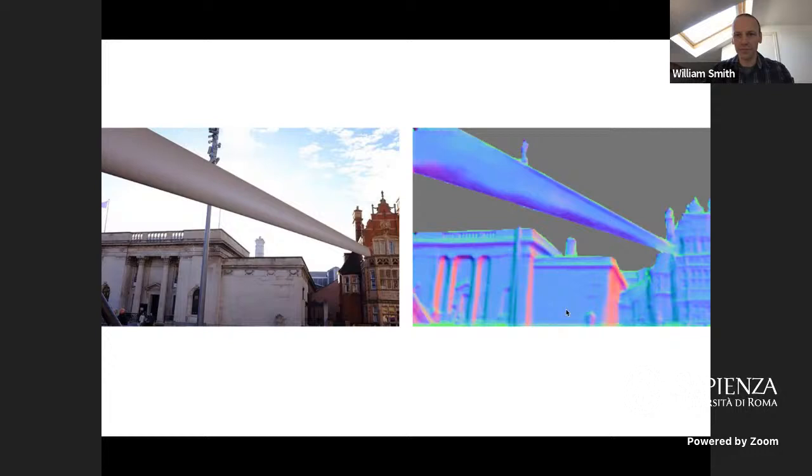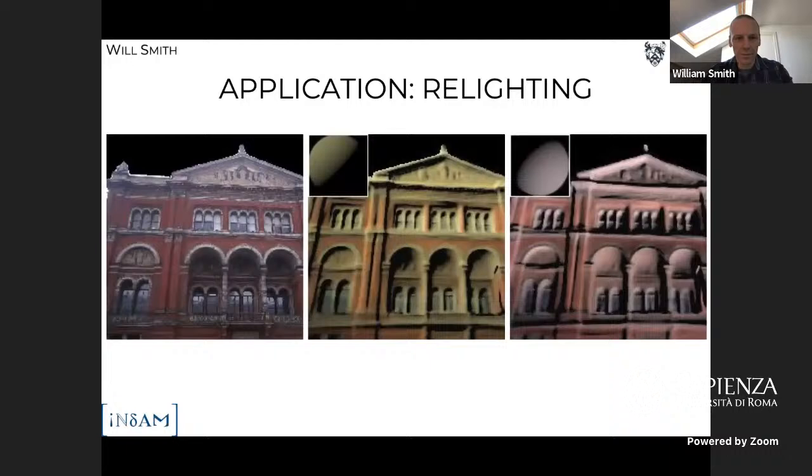Okay, I'd like to show an application of some of this work, which is relighting. So we can take an input image, estimate a normal map, lighting and albedo, and then we can change the lighting and predict new appearance. And we were a bit disappointed by this. So it sort of gets the gross appearance right. So the color of the light is captured, and the general pattern of shading is captured, but the fine detail is not.